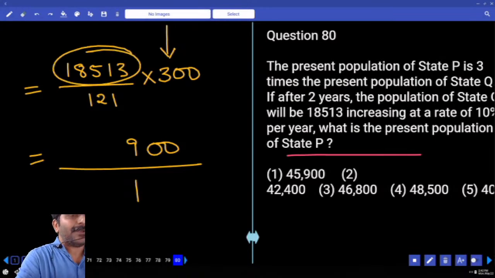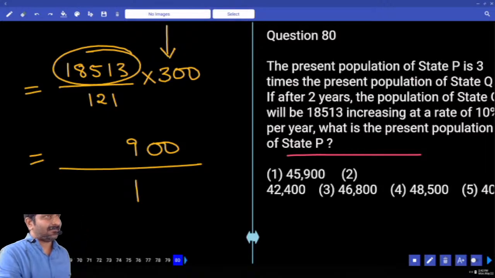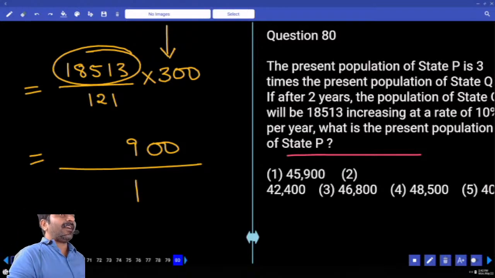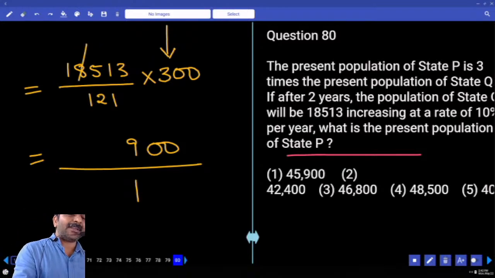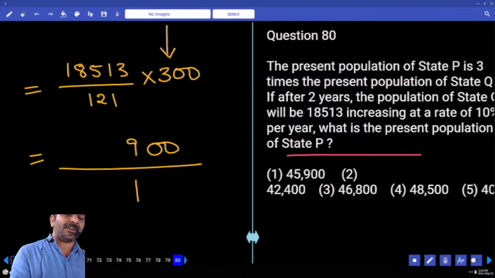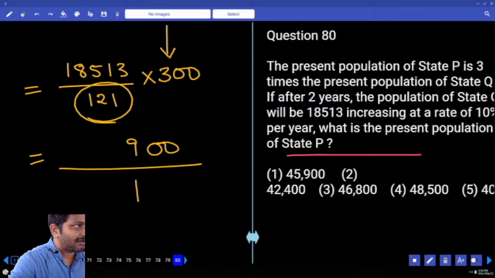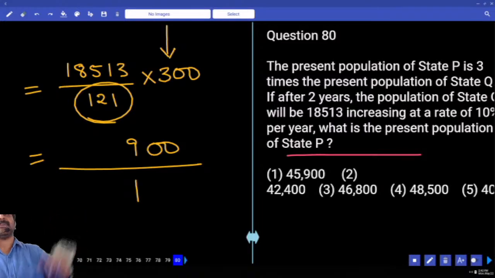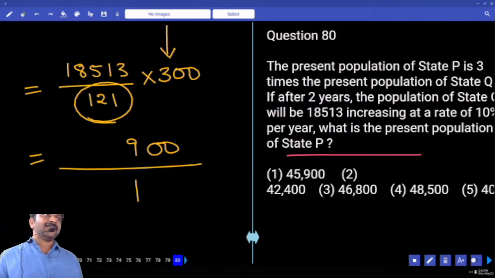Is this a 3 multiple? In fact, that itself is a 9 multiple. 18,513. 8 plus 1 plus 5 plus 1 plus 3, 9 multiple, right? So when your numerator is a 9 multiple, observe your denominator. Is that a 3 multiple? No. That means the answer must be a 9 multiple. So not only the last digit, you can even go with the multiplication rule also.